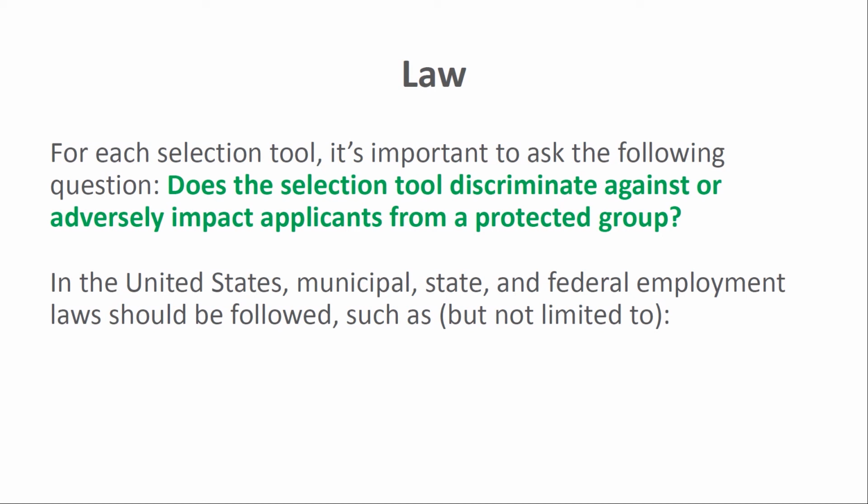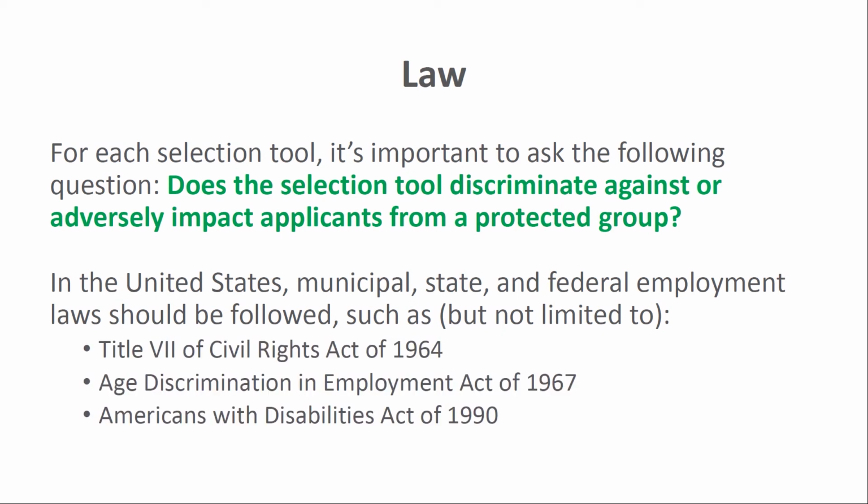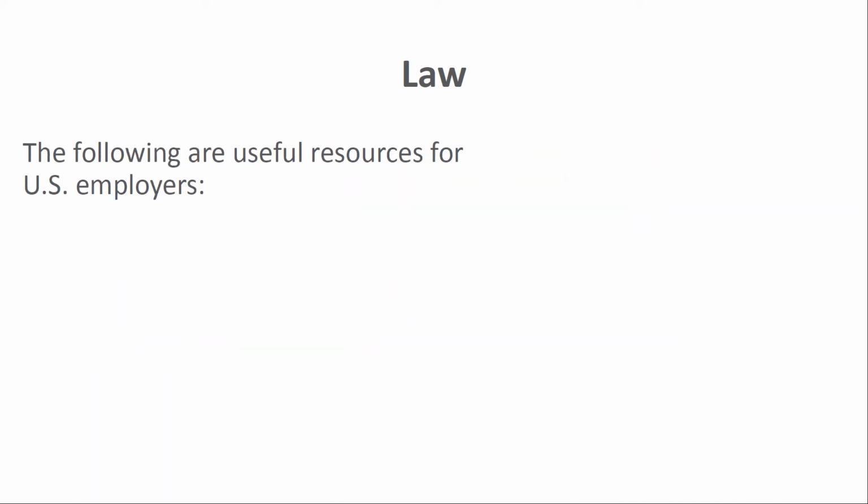Now, in the United States, municipal, state, and federal employment laws should be followed, such as, but not limited to, Title VII of the Civil Rights Act of 1964, the Age Discrimination in Employment Act of 1967, and the Americans with Disabilities Act of 1990. Now, the following are some useful resources for U.S. employers when it comes to making sure our selection tools adhere to prevailing legal guidelines.